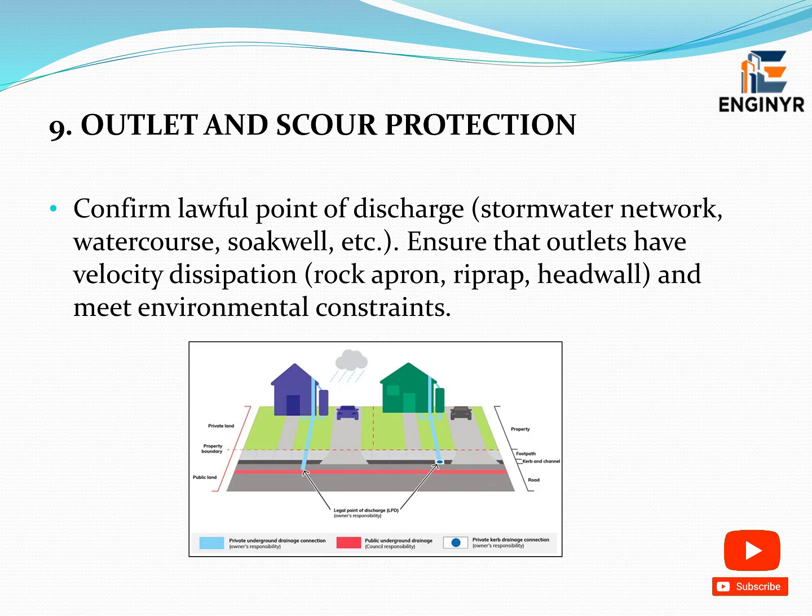Step 9. Outlet and scour protection. Confirm the lawful point of discharge, stormwater network, watercourse, or soak well. Ensure outlets have velocity dissipation, such as a rock apron, riprap, or head wall, and meet environmental constraints.